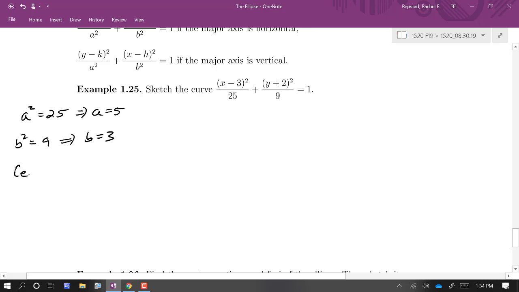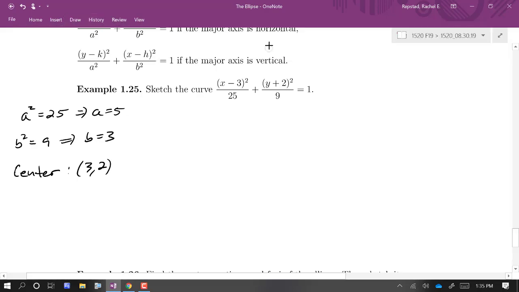Yeah, the foci is 4 because it's a 3, 4, 5 triangle. I'm not going to say the foci is 4, but you're right that C is going to be equal to 4. Do we know either of the vertices or the ends of the minor axis? I mean, we found A and B. We can, right?